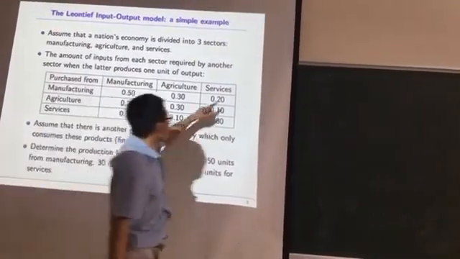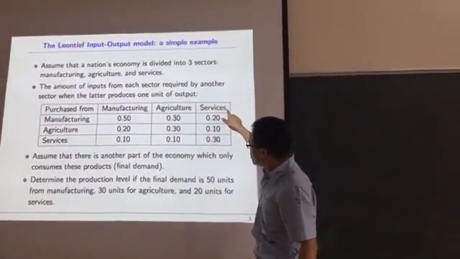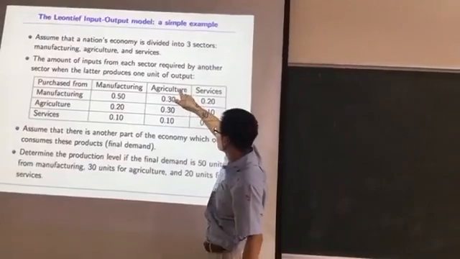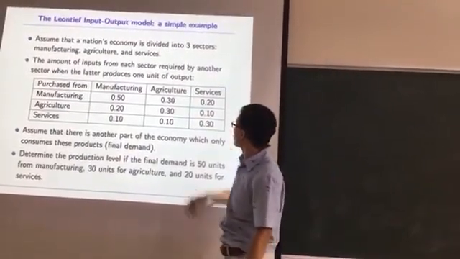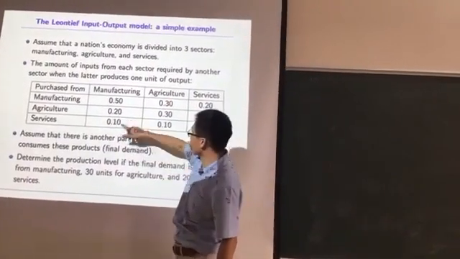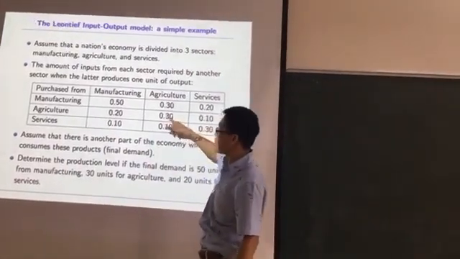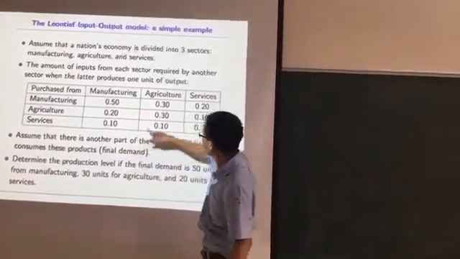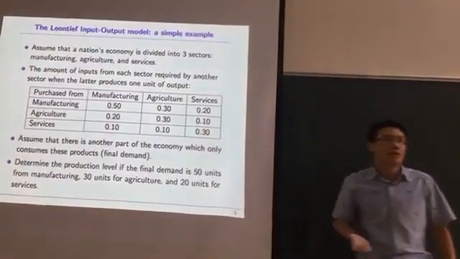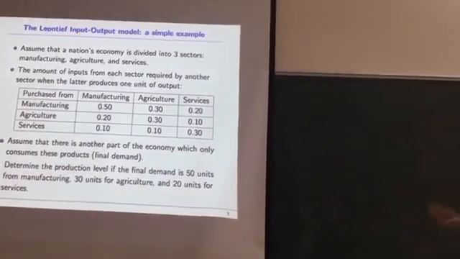So for example, in the service sector, to produce 1 unit of service, we need, let's say, 0.5 unit of manufacturing and 0.3 unit of agriculture. Or in agriculture, to produce 1 unit of agriculture, we have to use like 0.2 units of agriculture, 0.3 units of manufacturing, and 0.1 unit of service, right? And similarly for the others.